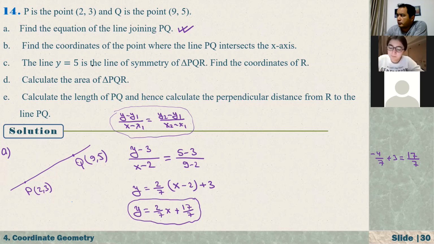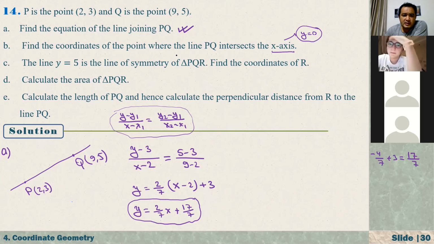That is the first part of this question. The second part: find the coordinates of the point where the line PQ intersects the x-axis. How do you find this? You should find where y is 0. So that means that on the x-axis, y is equal to 0. That means that we need to find the x-intercept. To find the x-intercept, question B, y should be equal to 0.